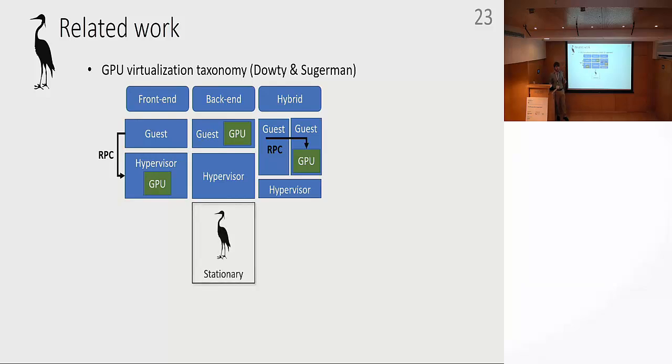We actually use a mixture of these approaches. When we're stationary, we're using GPU pass-through mode, so back-end virtualization. And then when we're doing live migration, we're forwarding calls to the proxy VM.